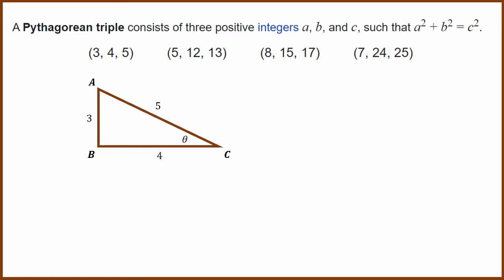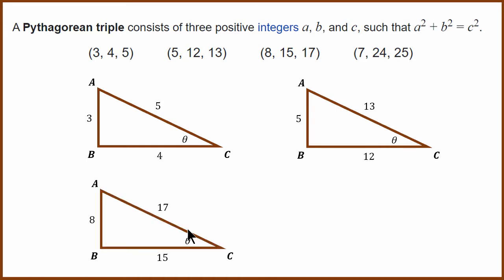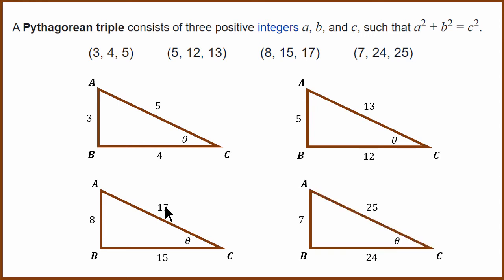Why do we care about these numbers? Because they form sides of a right angle triangle. So for example, in this case, 3, 4, 5, right angle triangle. Here it is 5, 12, 13, right angle triangle. Here it is 8, 15, 17, right angle triangle. And then there is 7, 24, 25. These are not to scale.